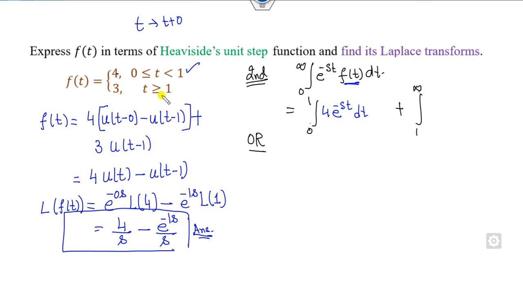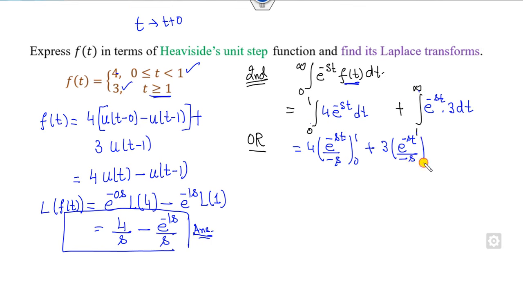What is the value from 1 to infinity? The value is 3. So e raised to power minus st into 3. Now can you integrate this? 4 is outside. It is e raised to power minus st over minus s from 0 to 1 and 3 is outside, e raised to power minus st over minus s from 1 to infinity. So if I substitute 1, it is e raised to power minus s over minus s.